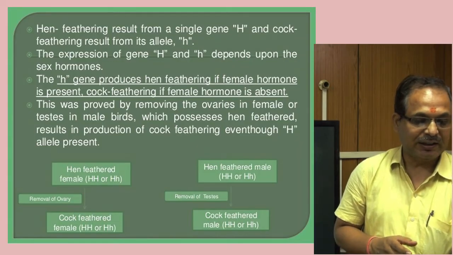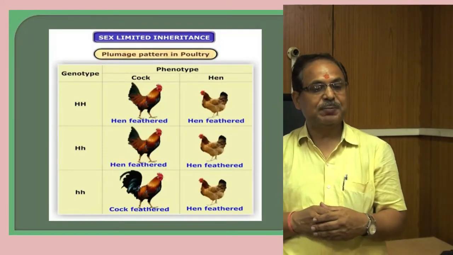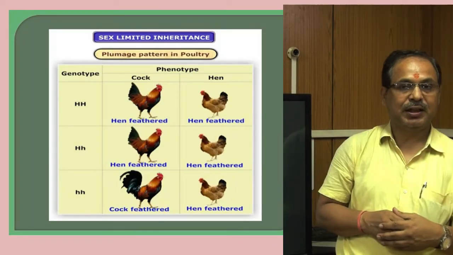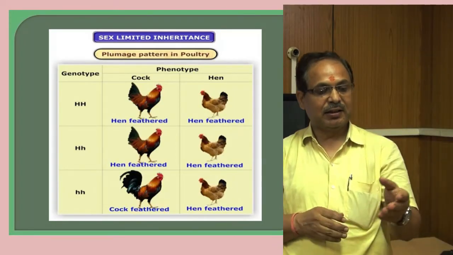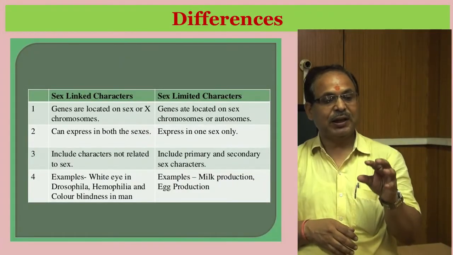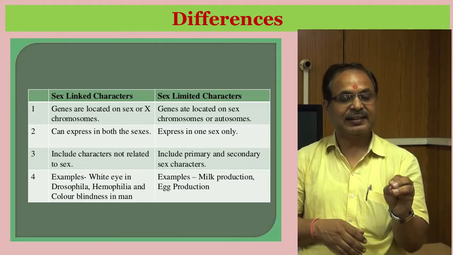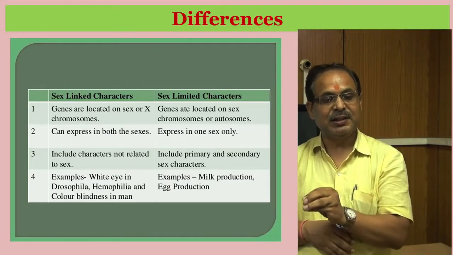We can see here the example, the plumage pattern in poultry, which is the same, sex-limited inheritance. The next example you can see here. What is the difference between sex-linked characters and sex-limited characters?